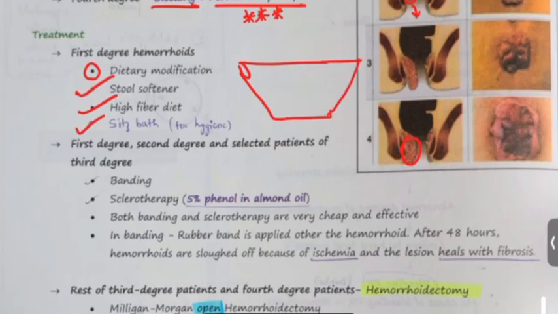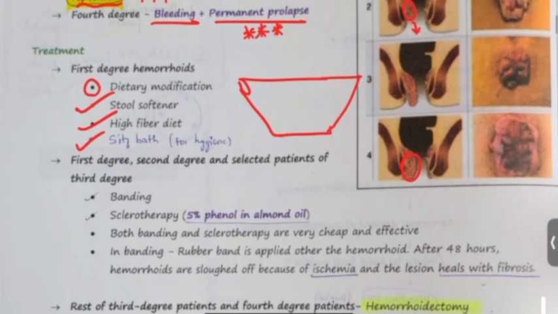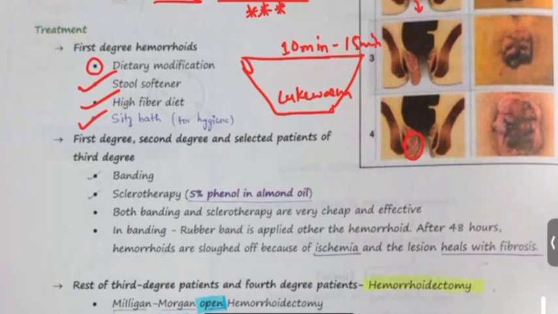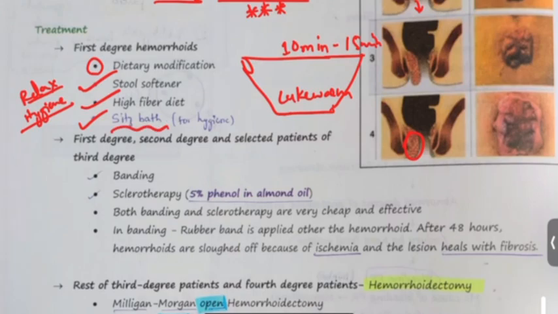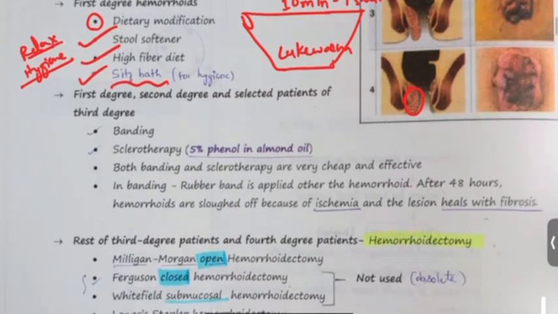Lukewarm water, that is, ugurubecchagina neeru. Put lukewarm water in a tub and sit in this for about 10 to 15 minutes 2 times a day. Okay, this will ensure relaxation of anal sphincters, and then it will also ensure hygiene and prevent infections. So relaxation of anal sphincter as well as hygiene. So sitz bath is used in the treatment of first degree hemorrhoids and fissures, usually anal fissures.